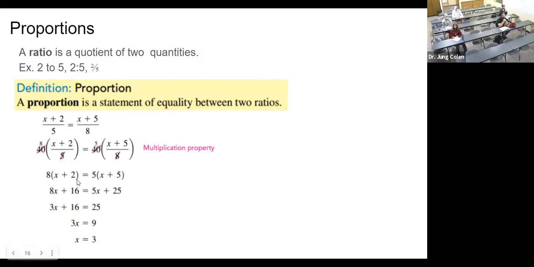So for instance, I will just show you how to solve this problem. You are given that (x + 2)/5 is the same ratio as (x + 5)/8. You can see these two fractions have different denominators. So usually we find the same denominator using the least common multiple, don't we? What's the least common multiple of 5 and 8? 40. You can change these both to 40s.